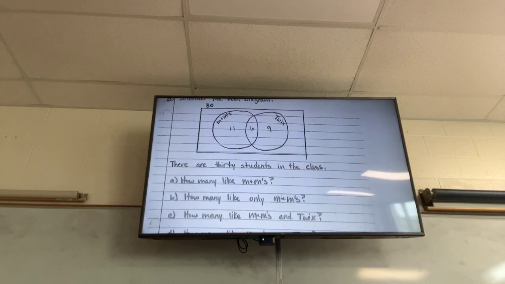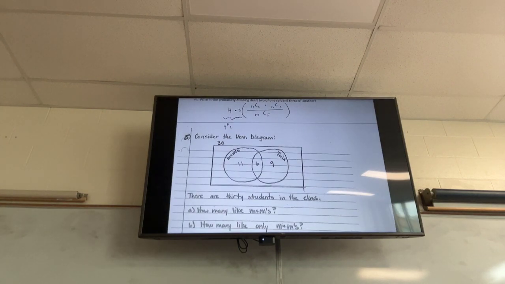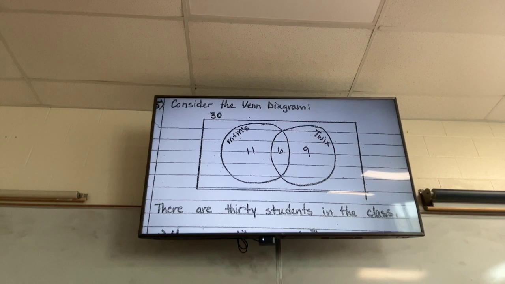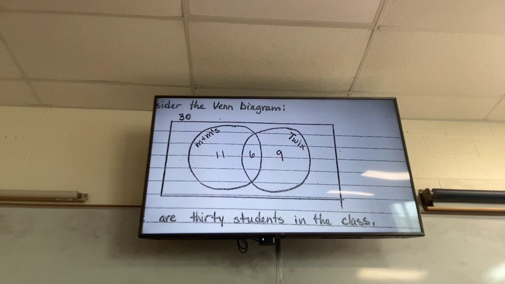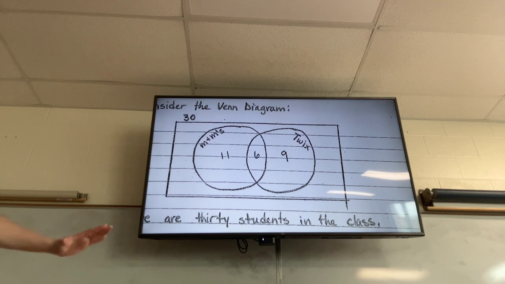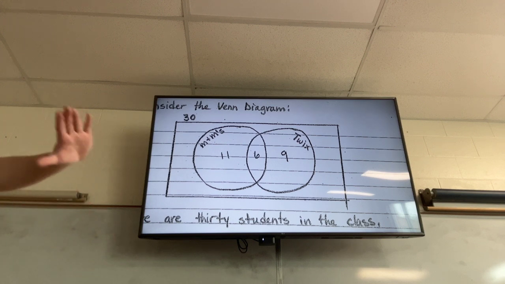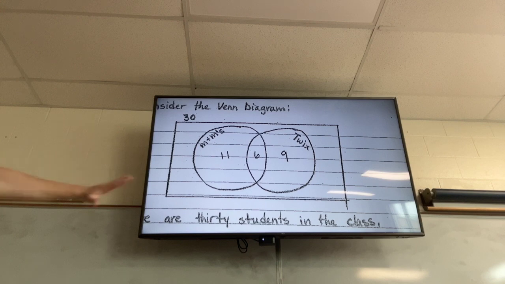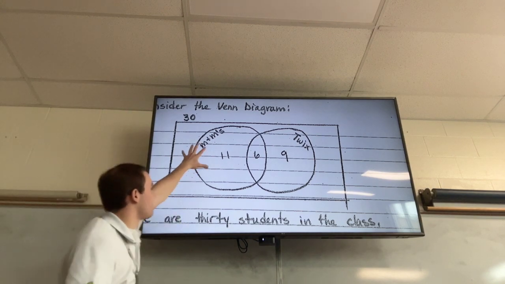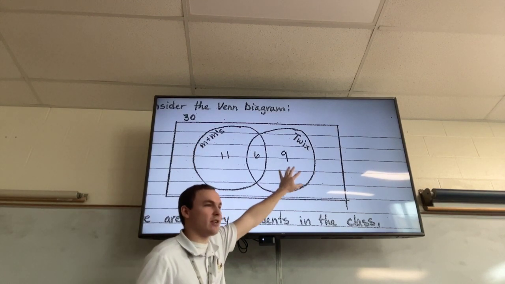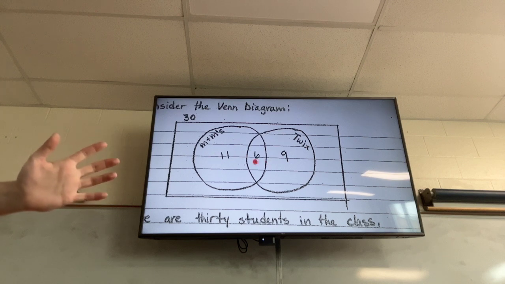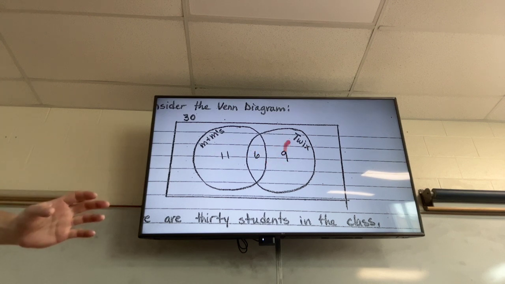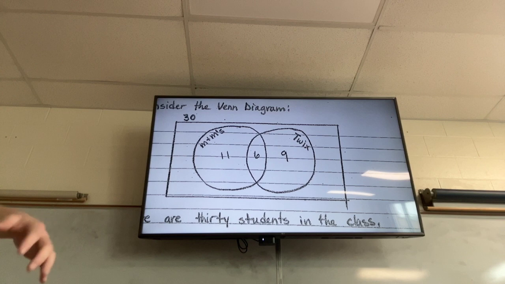All right, we got to move on to Venn diagrams. We're behind. Venn diagrams, okay? Got a Venn diagram. So what's going on here? We got a 30-person class. Does that make sense? All right, we split them into the people who like M&Ms and the people who like Twix, okay? There are 11 people in our class who like just M&Ms, 6 who like both of them, 9 who like just Twix, 30 total.